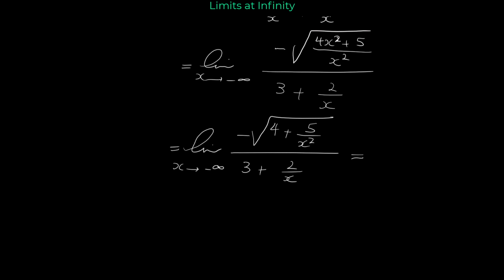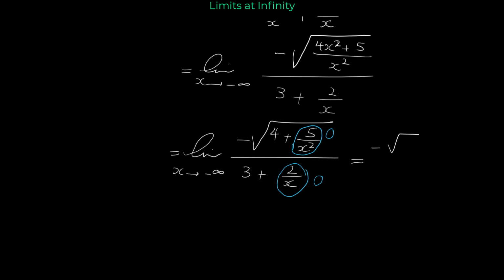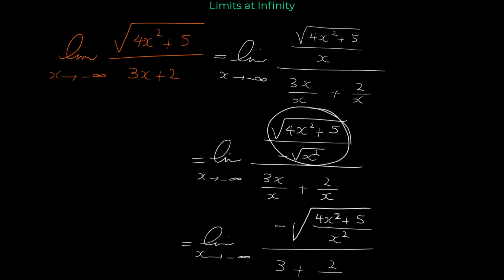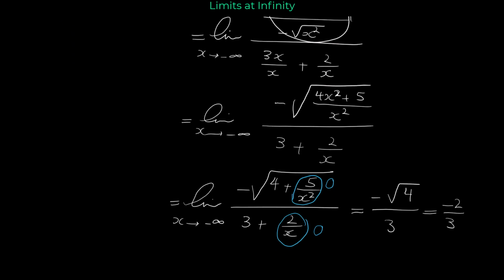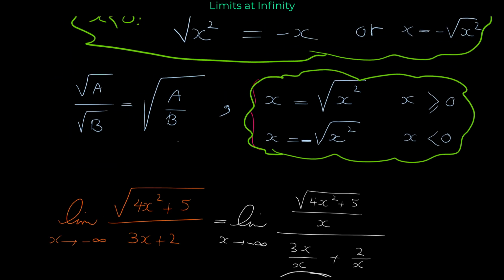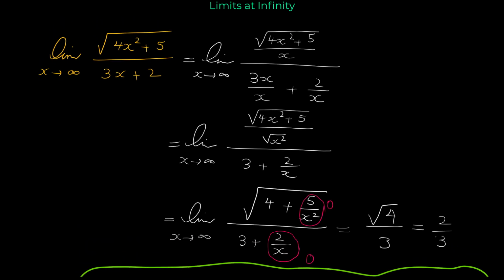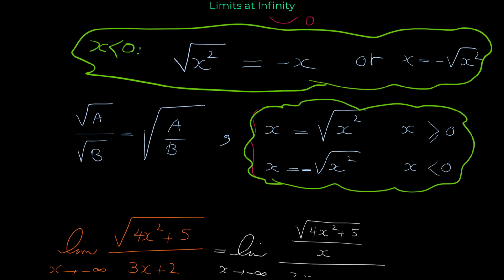Now here 5 over x to the 2 is 0, the limit of this when x approaches infinity. This is also 0. In the numerator we have negative radical 4, and in the denominator we have 3. So the limit is negative 2 over 3. So the limit of this function when x approaches negative infinity is negative 2 over 3. But the limit when x approaches positive infinity is 2 over 3. So as you can see, the limits are different when x approaches infinity and negative infinity. One of them is 2 over 3, the other one is negative 2 over 3.